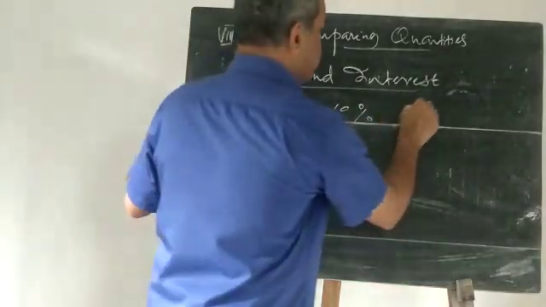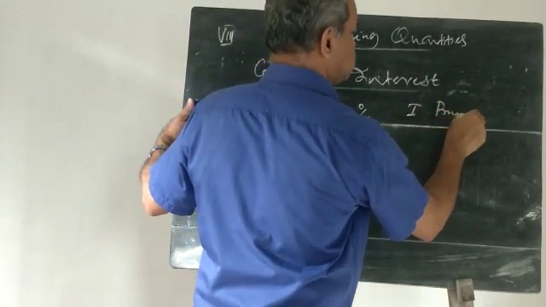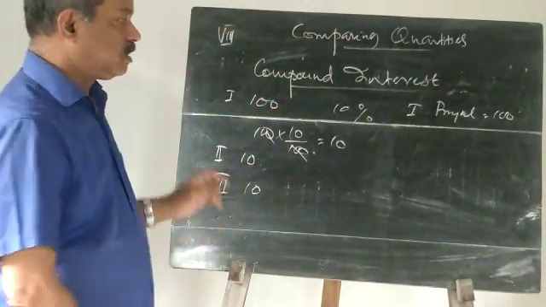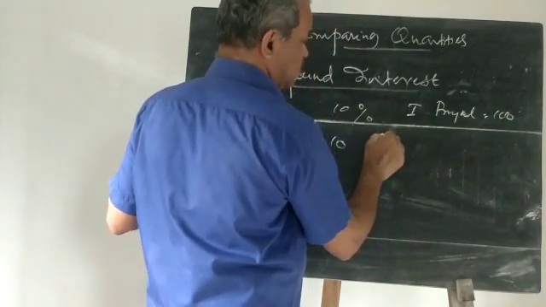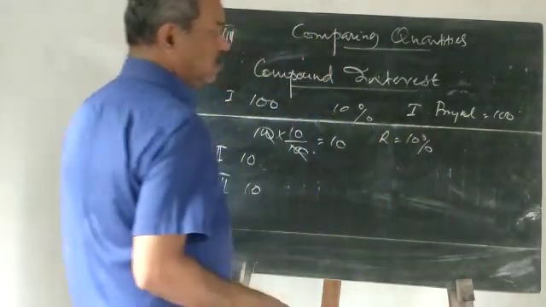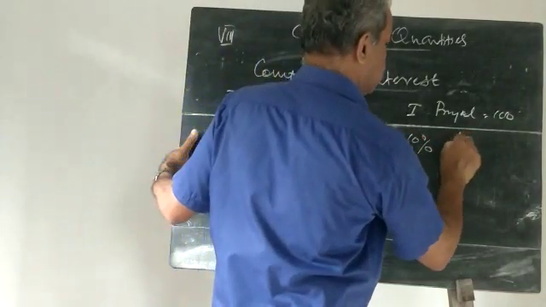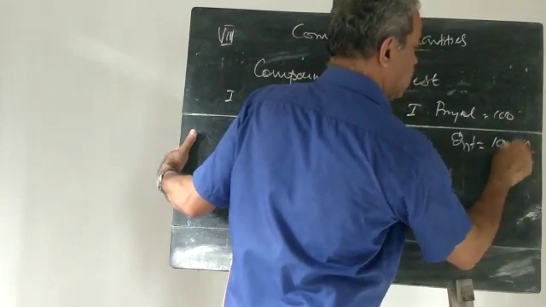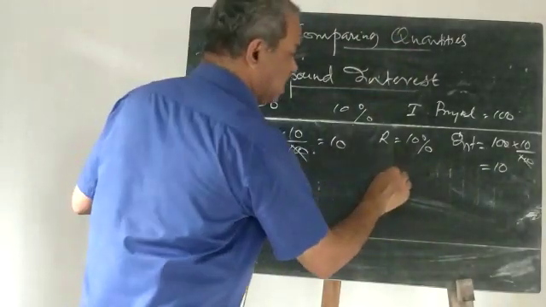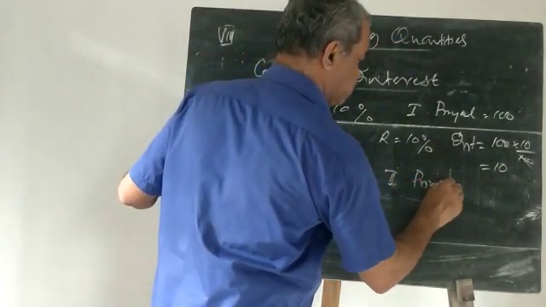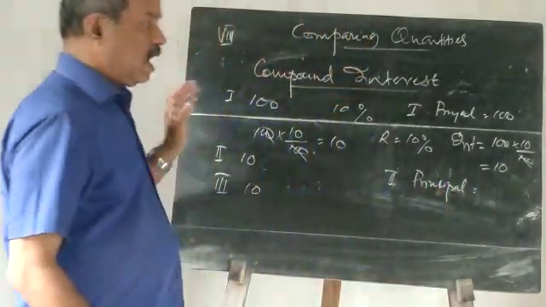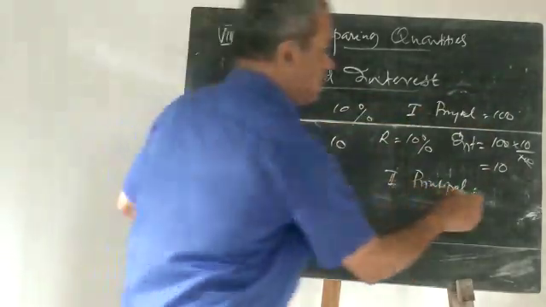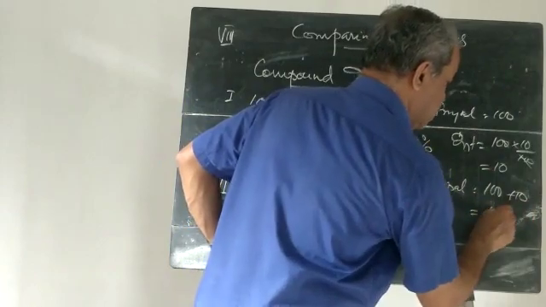For the first year, suppose the principal amount is 100 rupees, that is the amount deposited. Rate of interest is 10%. Then we have already calculated the interest for the first year: 10% of 100 equals 10 rupees. Then for the second year, what is the principal amount? Adding this interest for the first year to the principal, we get a new principal: 100 plus 10, 110 is the new principal.